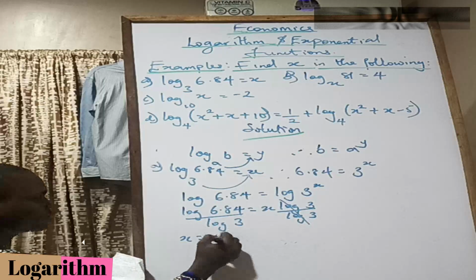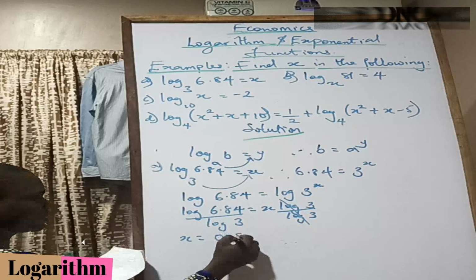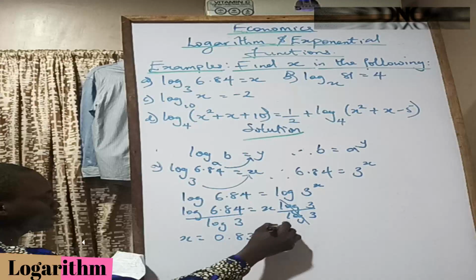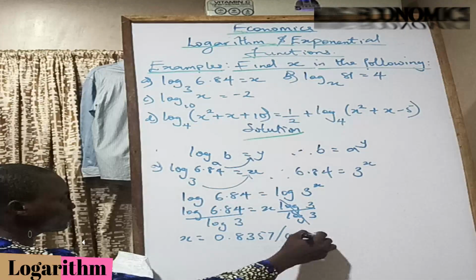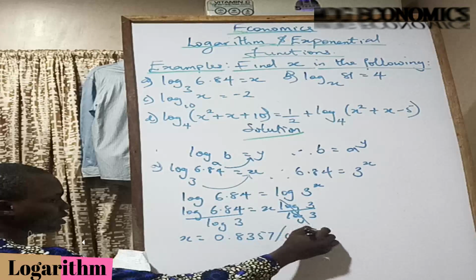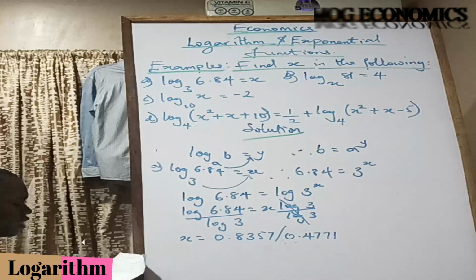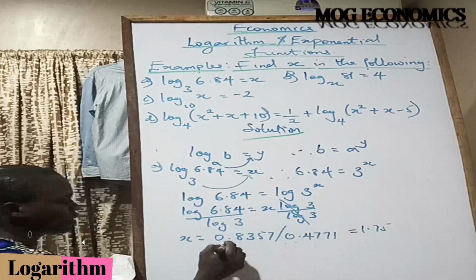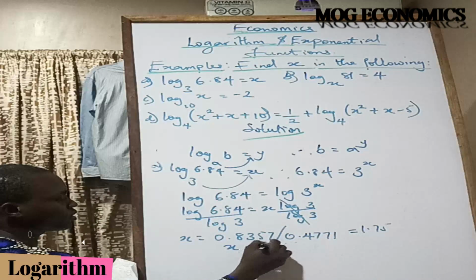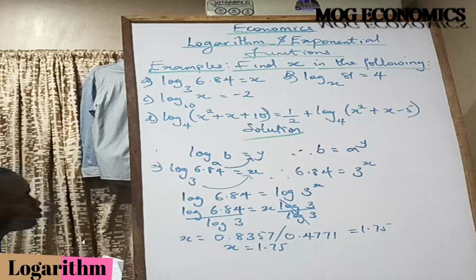So which is 0.8357 divided by 0.4771. I think we've been using log 3 a number of times. So this is going to give us 1.75. So x equals 1.75. And with that, we are done.